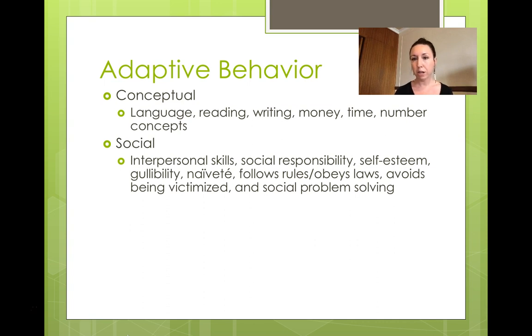The social domain, this is really important and can be the most difficult to measure because it's hard to directly measure it. But these are interpersonal skills, including social responsibility, self-esteem. The gullibility and naivete piece pertains specifically to our population because it's an area we commonly see deficits in across all individuals with intellectual disability. Deficits in these areas can allow individuals to be victimized or taken advantage of, and deficits in this domain can lead to a lack of social problem solving. So knowing when someone's kind of trying to trick you or take you for a ride.